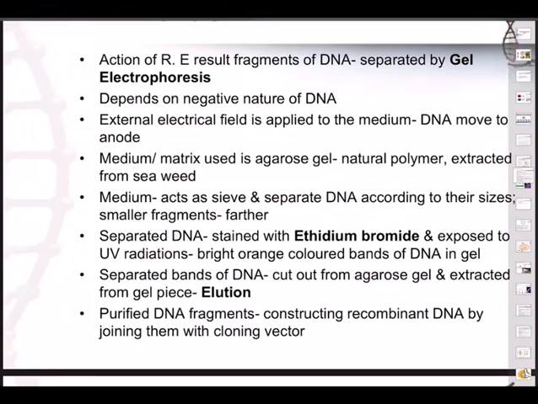The separated bands of DNA are cut out from the agarose gel and extracted from the gel piece. This process is called elution. So elution is separation of the DNA fragments from the medium of agarose gel. Then the purified DNA fragments are used for constructing recombinant DNA by joining them with a cloning vector. So once we do the elution process, purification of those DNA fragments is to be done. And once the DNA fragments are purified, we use them for construction of rDNA.